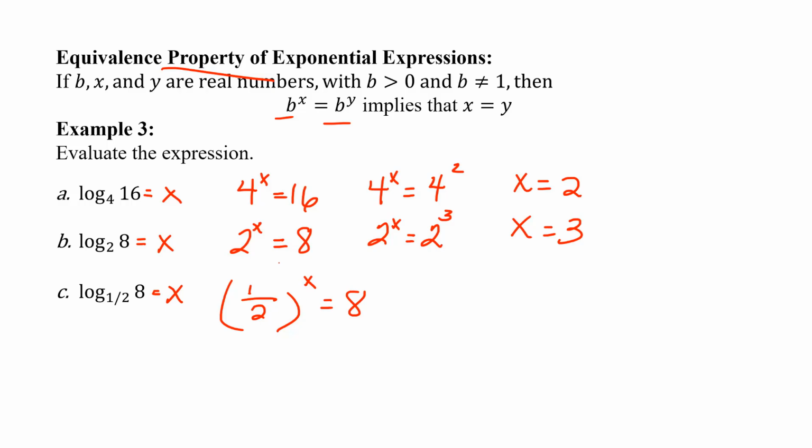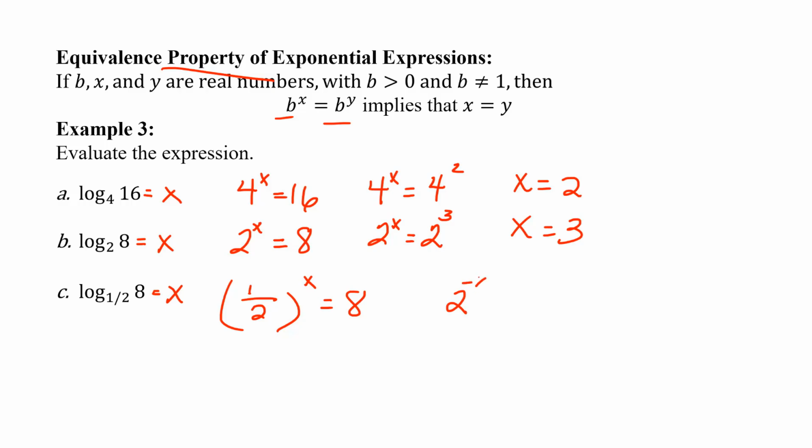And so if I can write both sides with the same base, I'll know the exponents are the same. So I don't like having this 1/2 where the 2 is in the denominator. I know I can write 8 as a power of 2. I'd like to write the left side as a power of 2 also. And I know that if I change the sign on the exponent, it will flip the base. So 1/2, the reciprocal of 1/2 is 2.